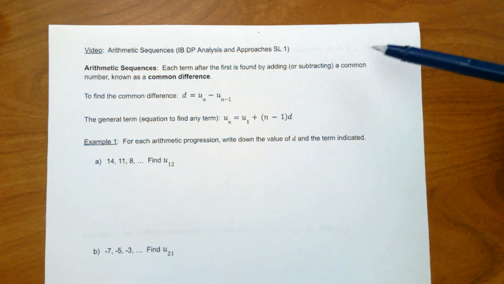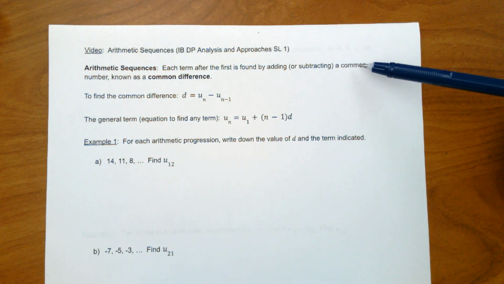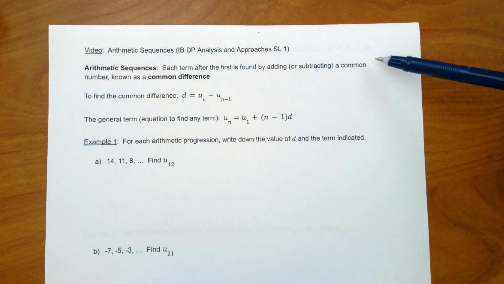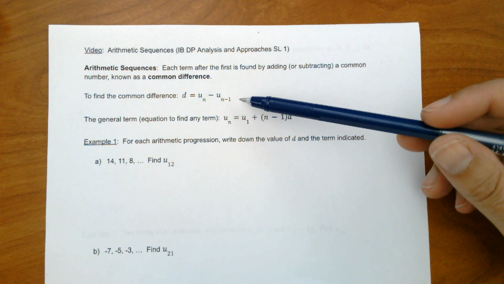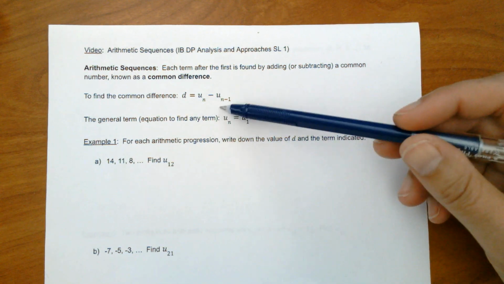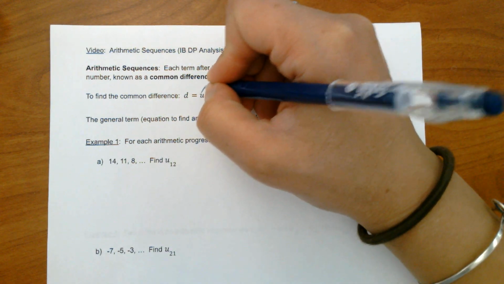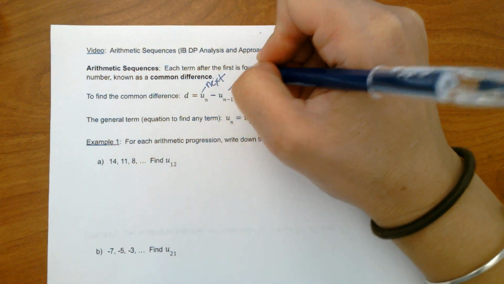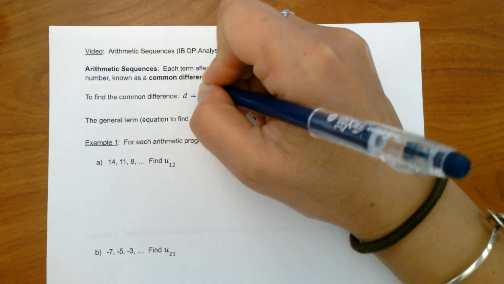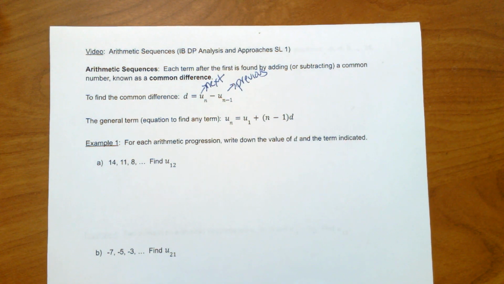Arithmetic sequence. Each term after the first is found by adding or subtracting a common number, known as the common difference. To find the common difference, we take the next term and subtract the previous. This means next, and we subtract the previous. Okay? Perfect.